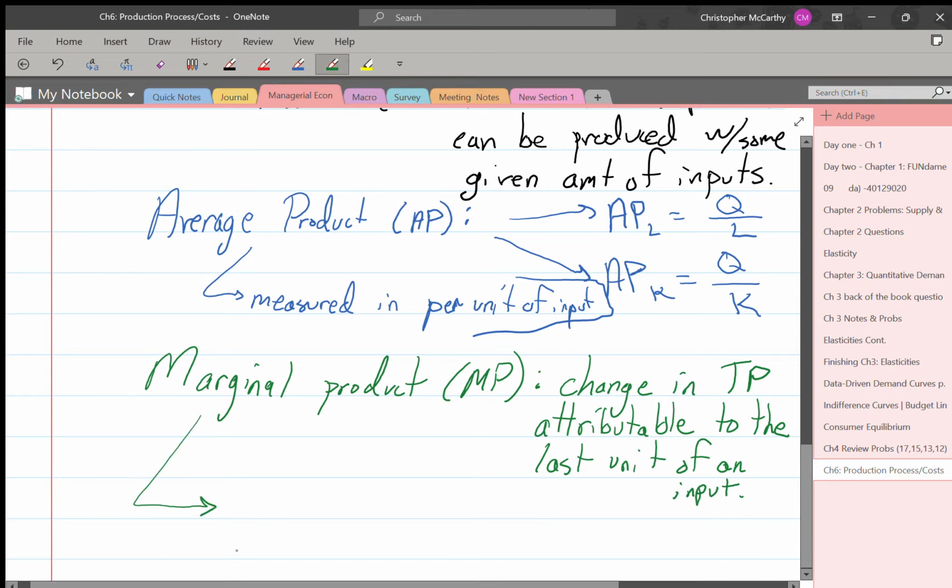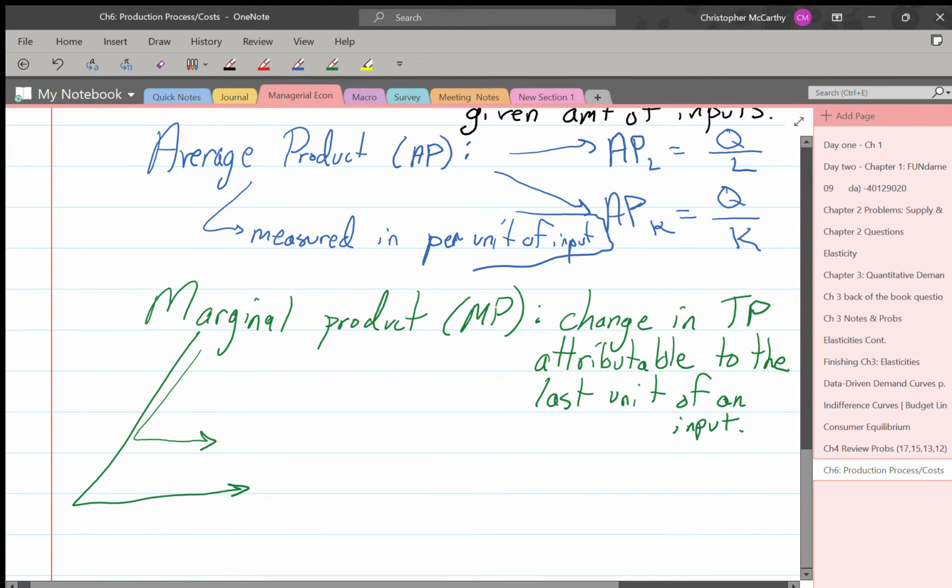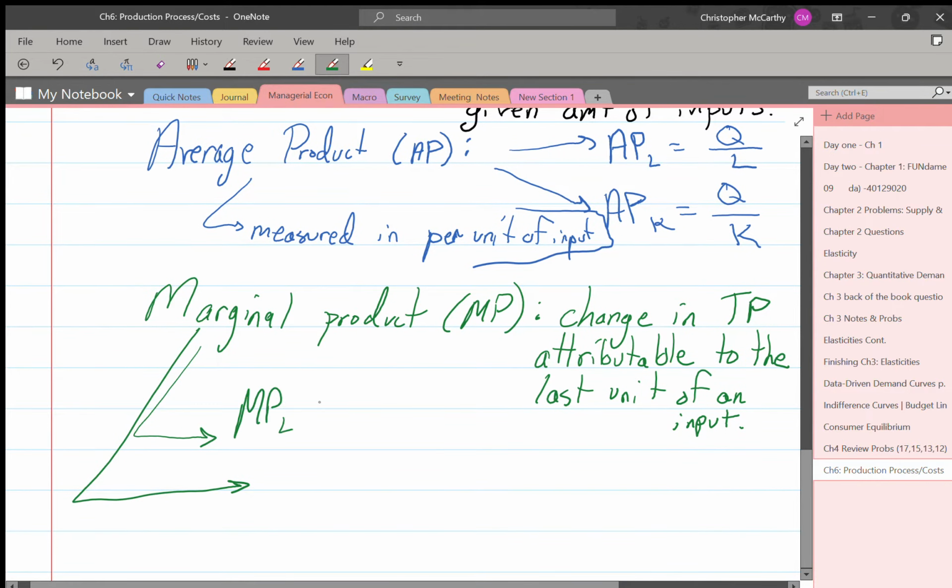So again, we have two of these, just like we have two of the average product of labor, right? We've got a marginal product of labor that's equal to my change in my quantity. So we're going to use this delta symbol. So this math notation here, delta Q, my change in the quantity divided by my change in the labor. And then my marginal product of capital is equal to my change in my quantity, or total product, divided by my change in my capital. Oh, that one looks like a volcano.